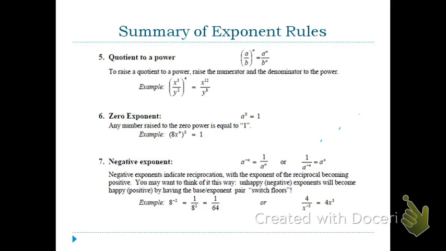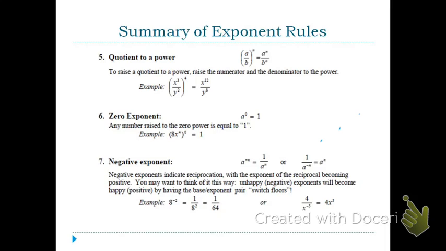So a negative exponent indicates a reciprocal, with the exponent and the reciprocal becoming positive. You want to think of the unhappy negative exponents becoming happy or positive by having their base and exponent pair switch floors. That's kind of cute. So for example, 8 to the negative 2 power is the same thing as 1 over 8 to the positive 2. We simply moved it to the denominator. And then you can also simplify 8 to the second power as 8 times 8 is 64. So you'd have 1 over 64.